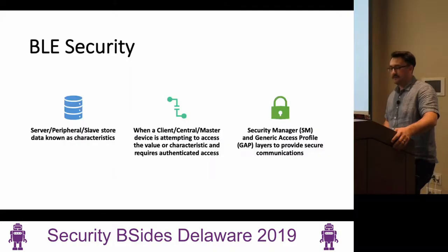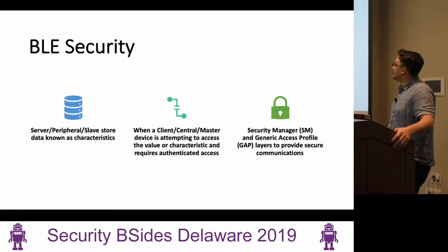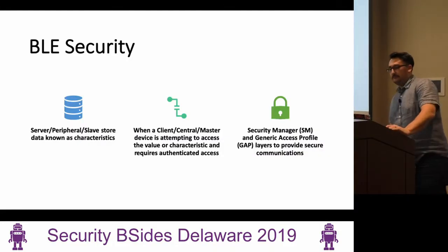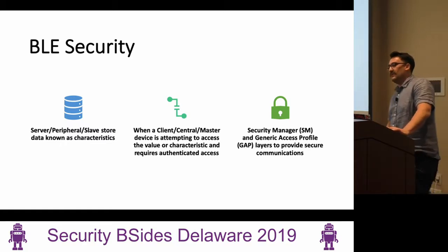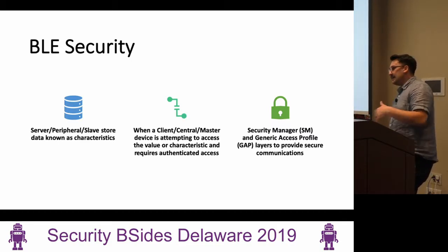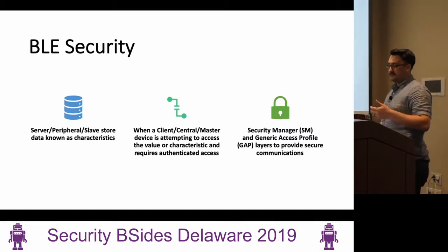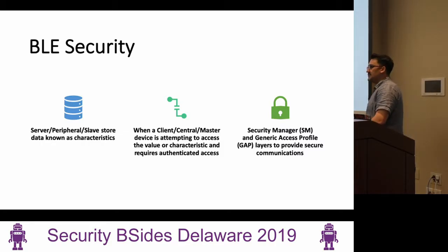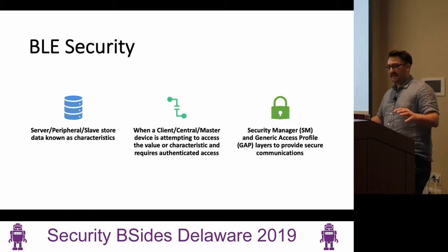So we mentioned a little bit about GAP handling security. In BLE security, there are things known as characteristics. Basically, that's what you're reading and writing from a BLE device. When a client tries to access a characteristic, what's called the Security Access Manager would require, again, is it Just Works? Is it a PIN? There are different methods of authenticating and encrypting that Bluetooth communication, but that's what's going to happen at the GATT level.